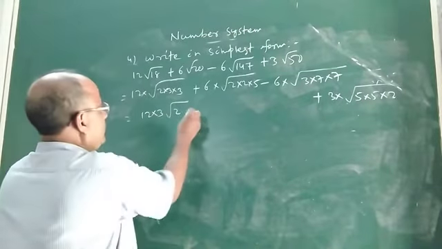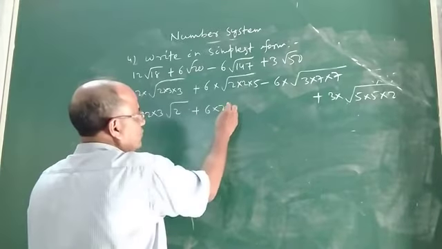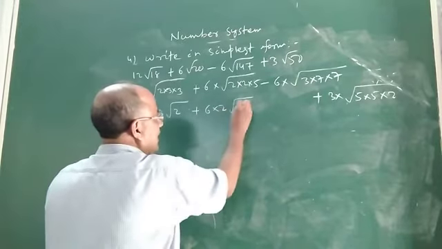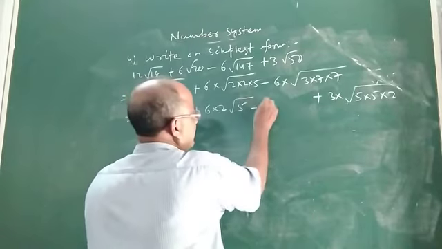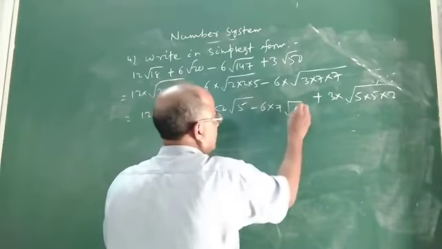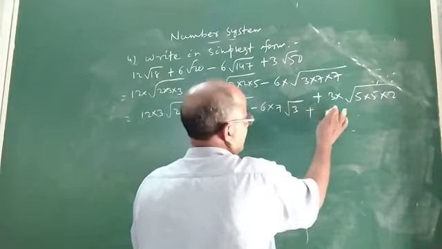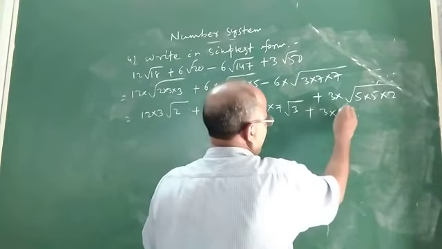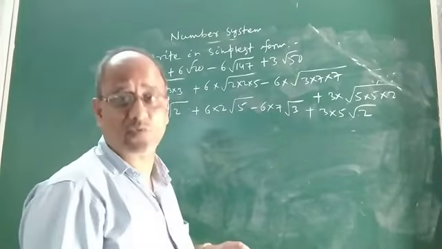2 plus 6 into, you see there are 2 2's, so 1 2 will come outside and 5 will remain inside the square root. Then minus 6 into, you see there are 2 7's, so 1 7 will come out and 3 will remain inside the square root, plus 3 into, there are 2 5's, 1 5 will come out and 2 will be kept inside the square root.